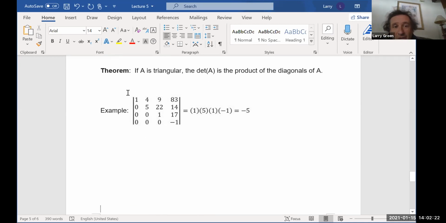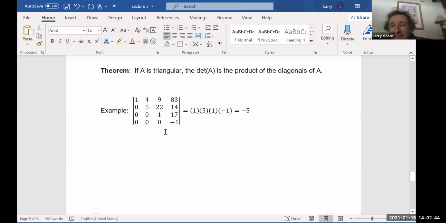So do you all agree this is a triangular matrix? Do you see the triangle involved? Everything below the diagonal are all zeros. So that means that if i is greater than j, you get 0. If your row number is greater than your column number, that means you're 0.